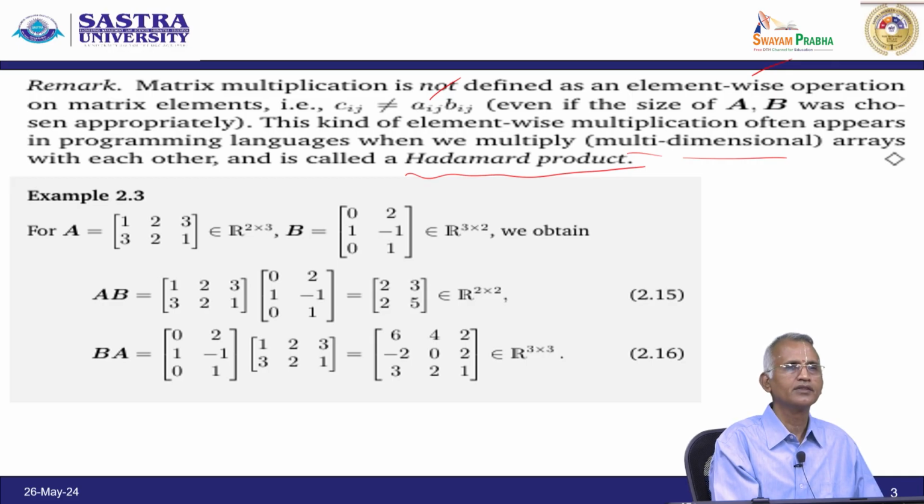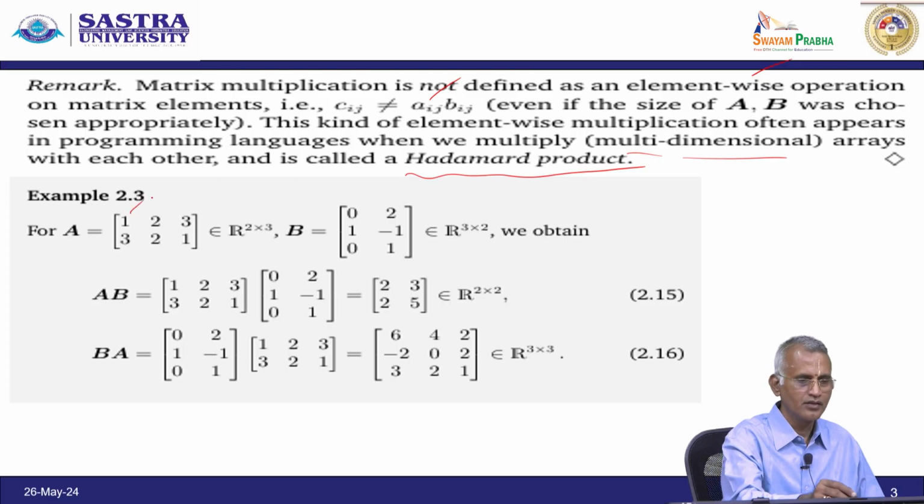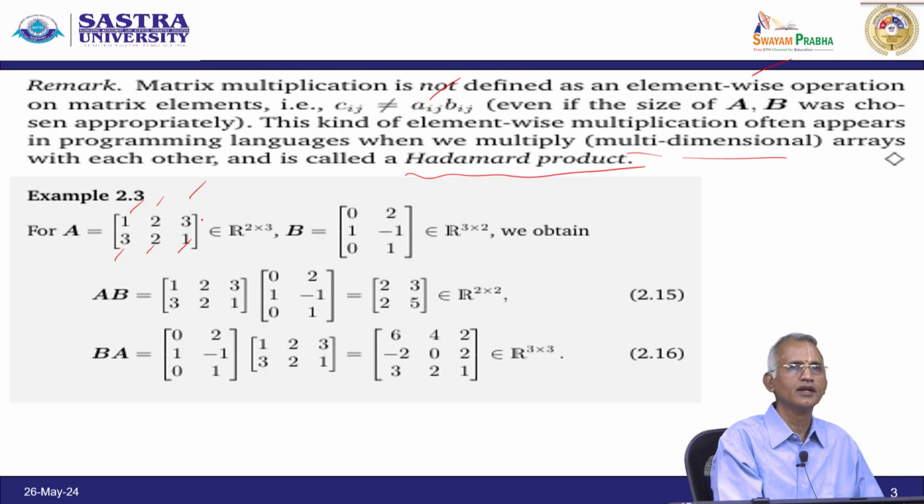Now, let us start with an example. You take a matrix A equal to 1, 2, 3, 3, 2, 1, meaning 2 rows and 3 columns, belonging to R power 2 cross 3, and B equal to 0, 2, 1, minus 1, 0, 1, which belongs to R power 3 cross 2. We obtain AB equal to what? Take the product. What happened?